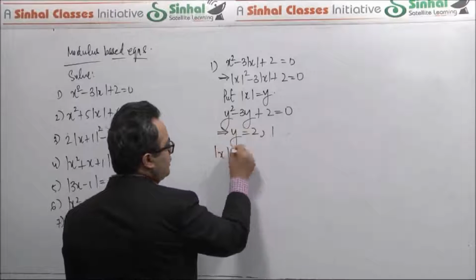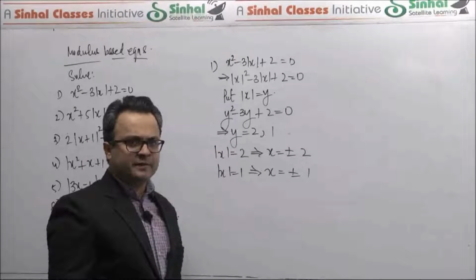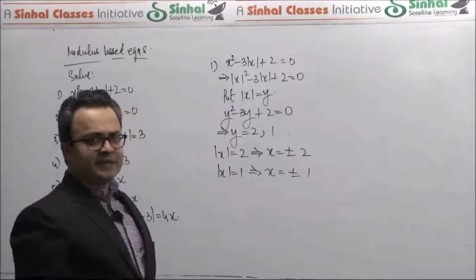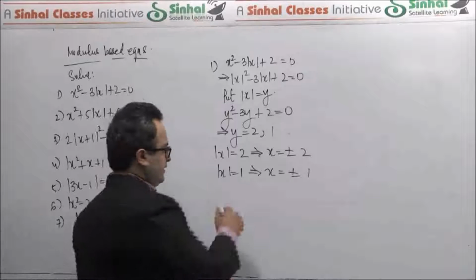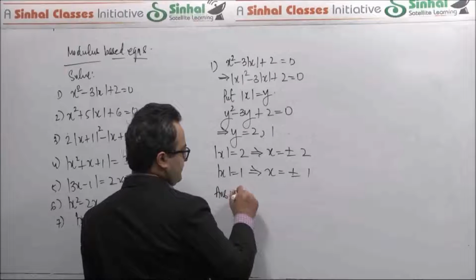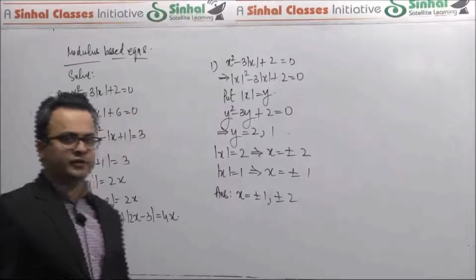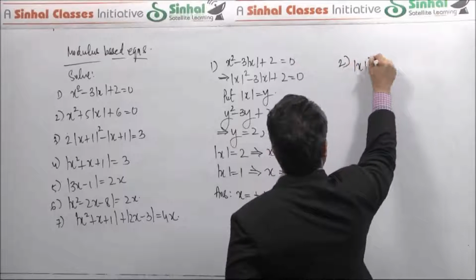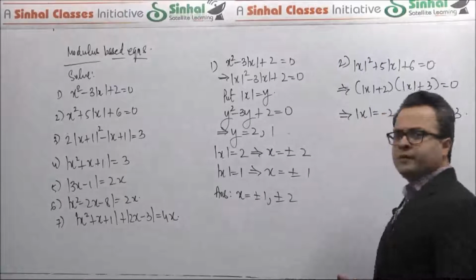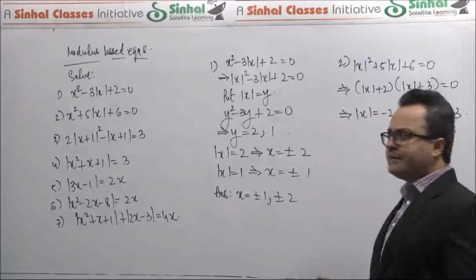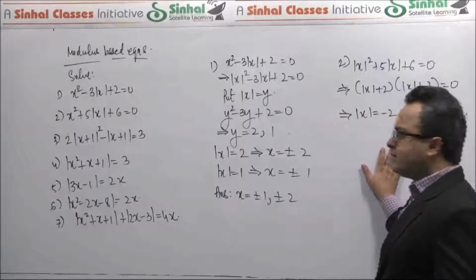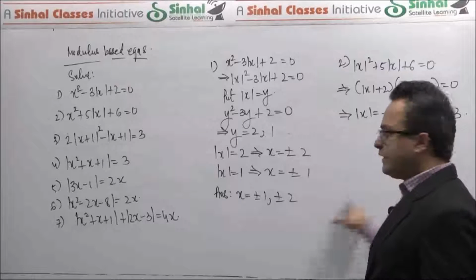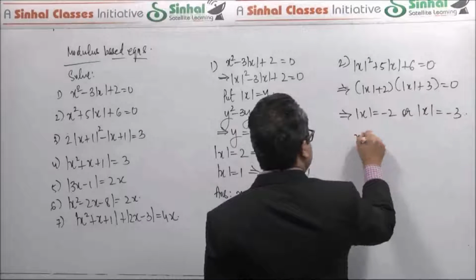So mod of x equal to 2, x can be plus minus 2, and if mod of x is equal to 1, x could be plus or minus 1. So it's turning out that this equation finally has 4 solutions. Right, so the answer is, in the first question we're getting a total of 4 solutions. Similarly, again I can replace x square by mod of x whole square. In the second one, when I solve for mod of x, I'll get my roots as minus 2 or minus 3, which we've already seen cannot have any possible solutions. Mod of x cannot be minus 2 for any value of x, and similarly mod of x cannot be minus 3 for any value of x. So for the second question, the answer will be a null set.